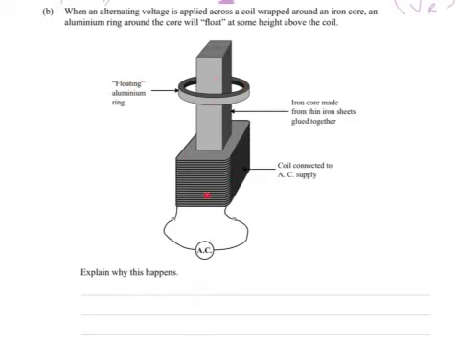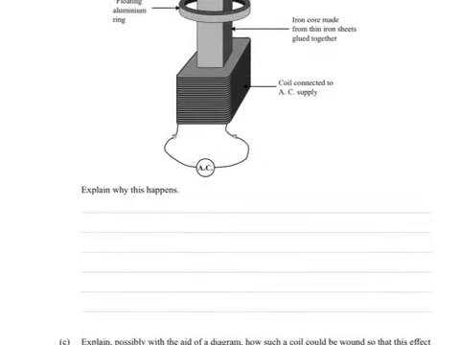We've got this coil wound all the way around here, connected to an AC alternating current supply, and an iron core to magnify the magnetic field. And it says the thin iron sheets glued together. So you can see that it's kind of a laminate, and it talks about a laminate later. Anyway, explain why this happens. They want to know why the floating happens.